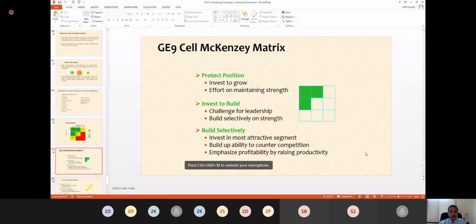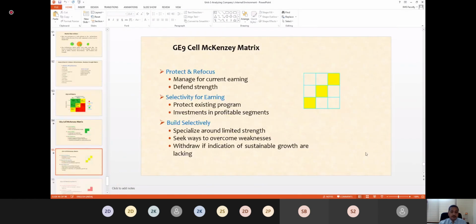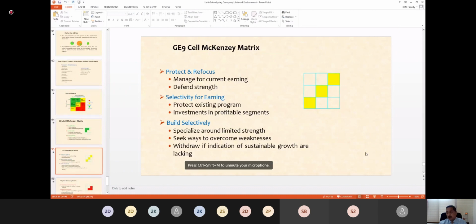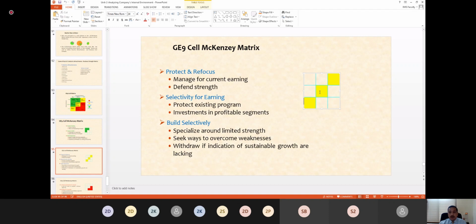Second comes the yellow zone. The yellow zone is like wait and watch. If you see the traffic signals, the yellow light communicates wait and watch and then go, isn't it? Likewise, in this matrix also, you will see yellow zones which communicate that you have to wait, watch, and then go ahead.